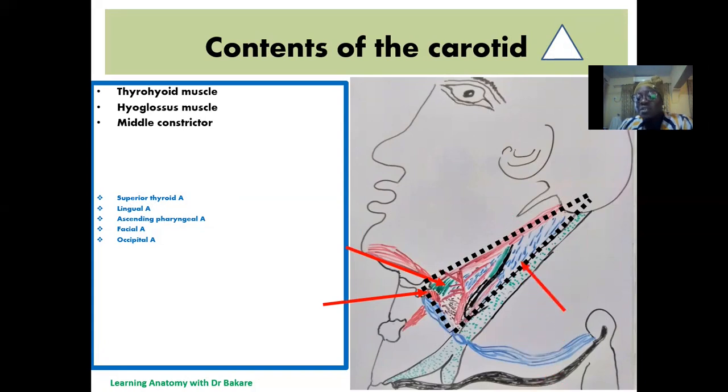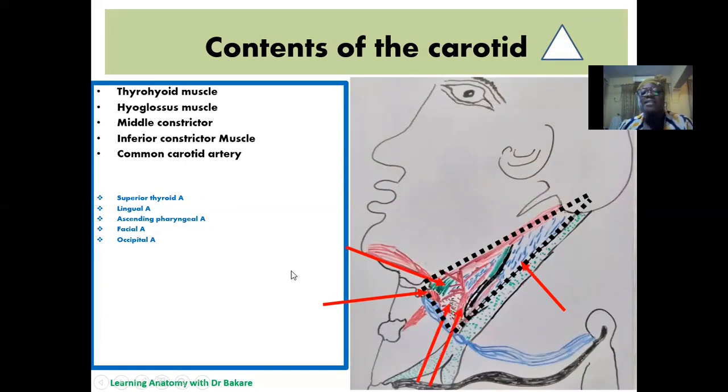Then we have the middle constrictor muscle, which is highlighted in blue. Then we have the inferior constrictor muscle that is located below it, which is highlighted in black. The next structure that we have is the common carotid artery. So this is the common carotid artery.